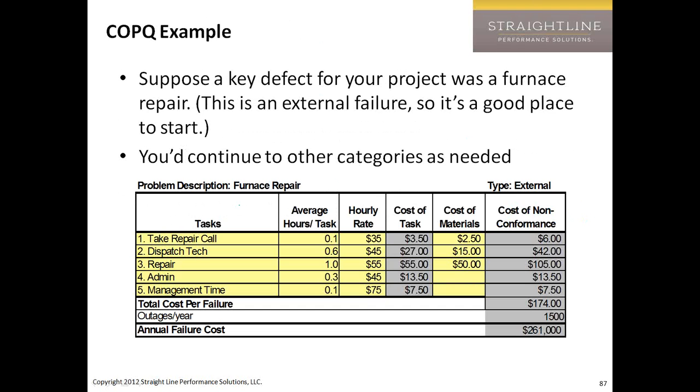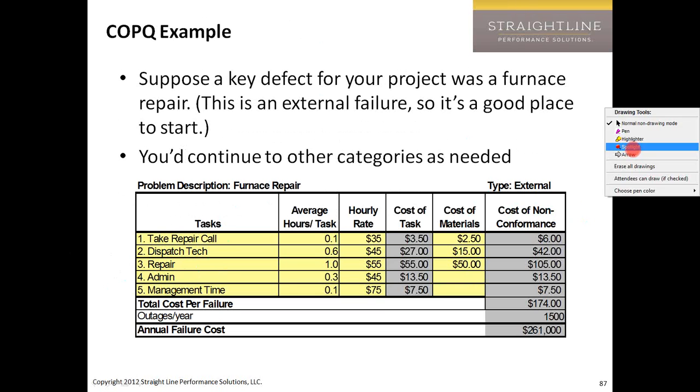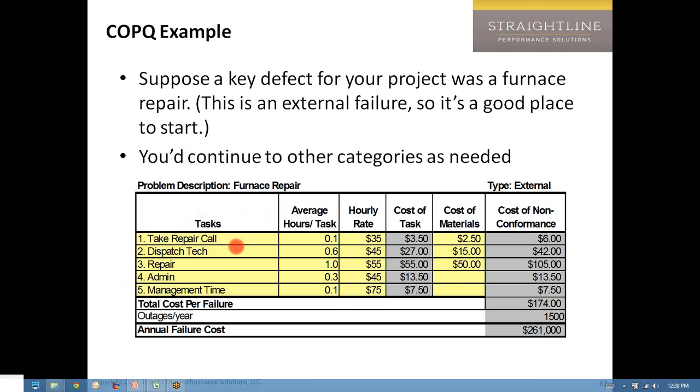All right, so here's maybe one way that you'd like to try and do it. You try and get an idea of how much each repair costs in terms of what the tasks are. In this case, it's a service call. So you'd want to write down all the different tasks. We've got taking the repair call. There's somebody who dispatches the person who goes out to take that. There's the actual repair. There's the administration time. And then there's the time to manage all of those things. And you put in the average cost, the average hours for each one of these tasks.